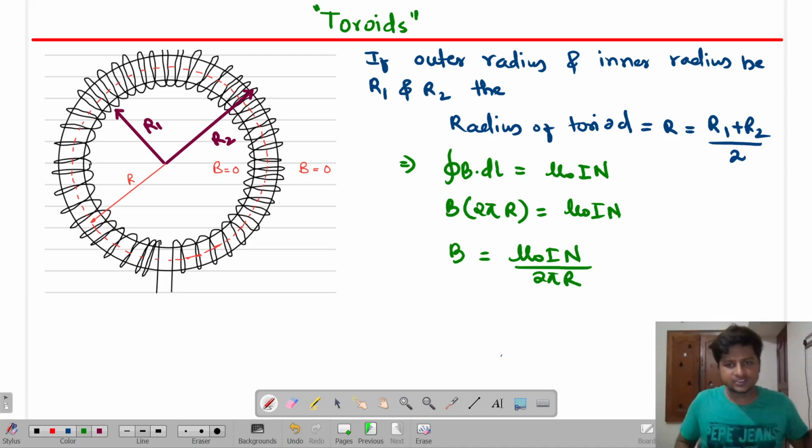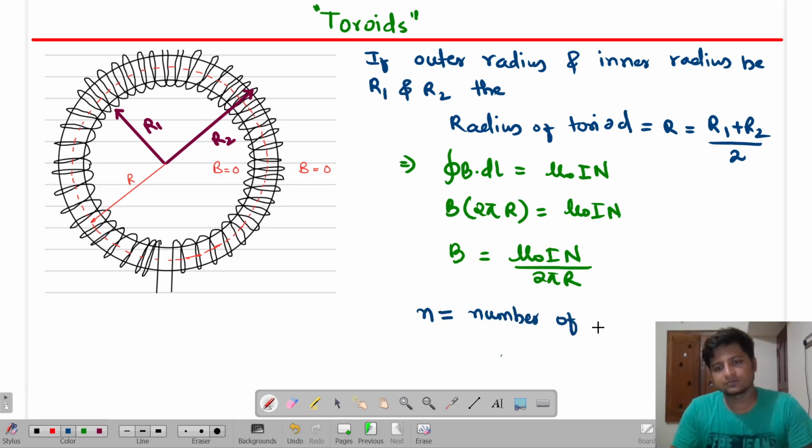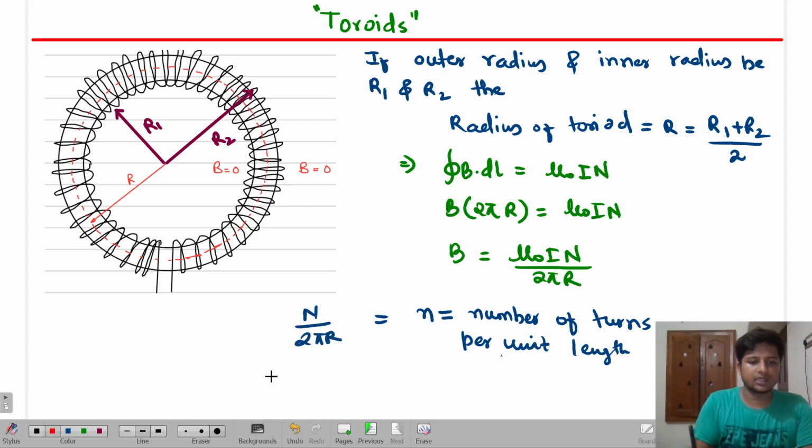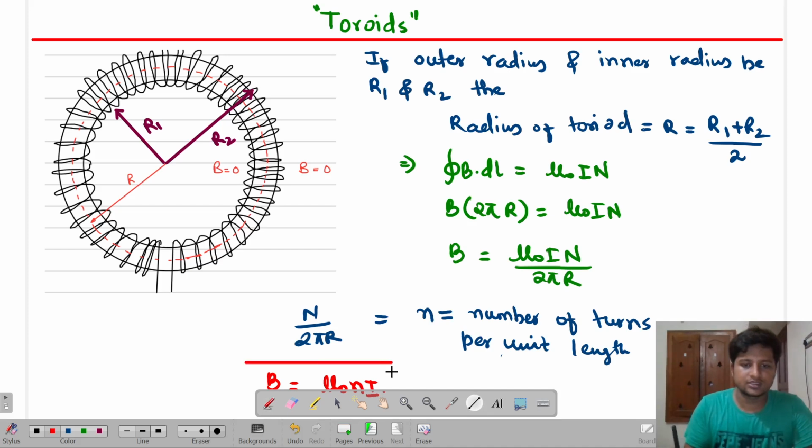So I define toroids. If I define small n as the number of turns per unit length, then small n will be exactly equal to N by 2 pi r, and ultimately B will be written as mu naught small n I. That's the formula of solenoid and toroid. Is that clear?